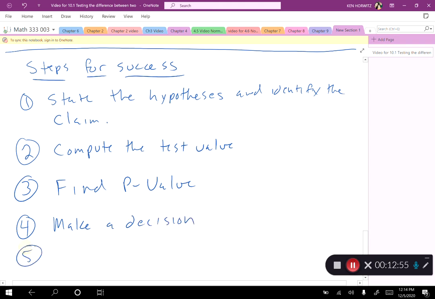And then our fifth step is going to be to summarize the results. Always bring your results back to the context of the problem. It's really helpful. It'll really do a lot of good for you.